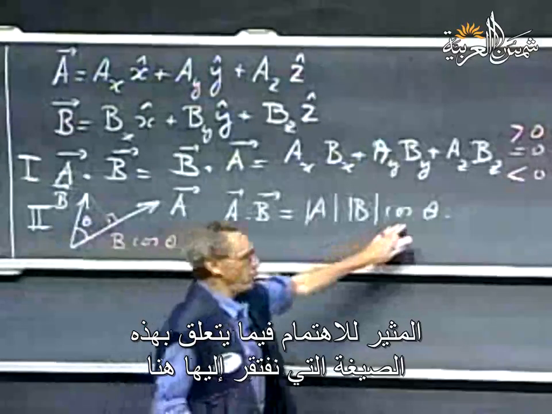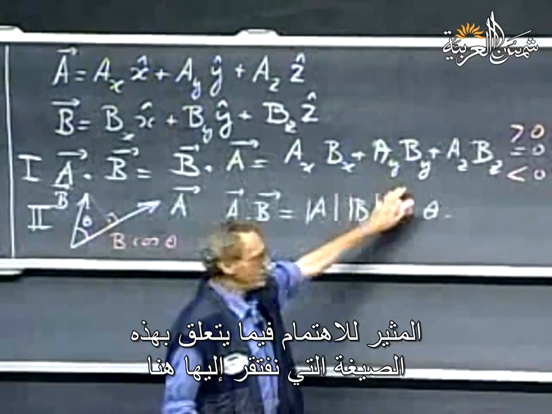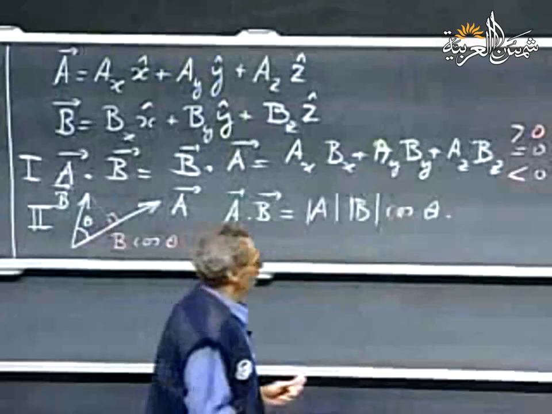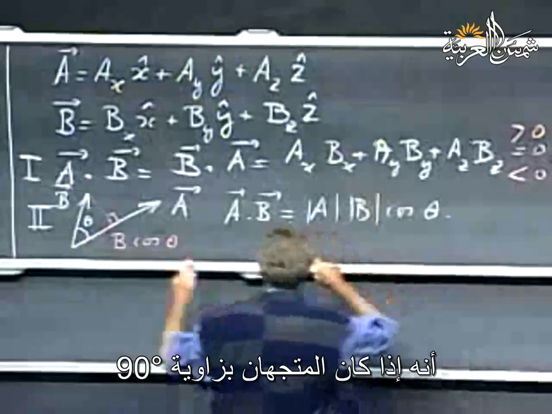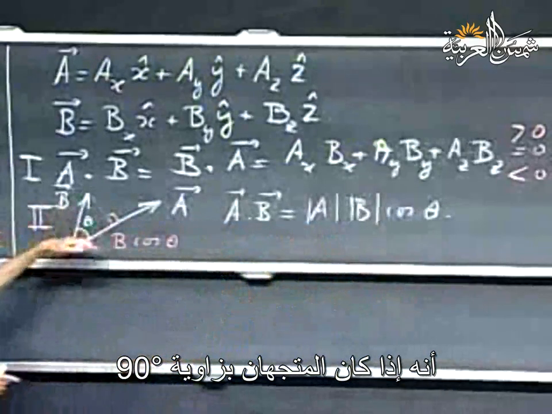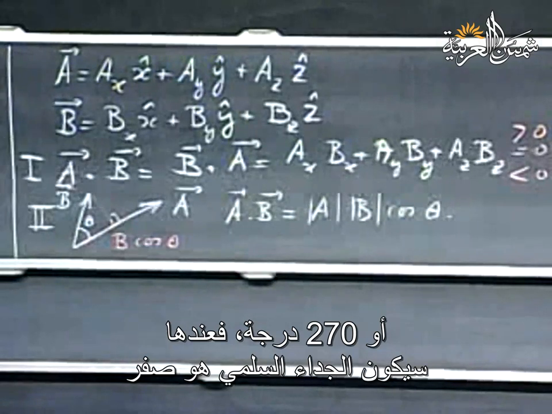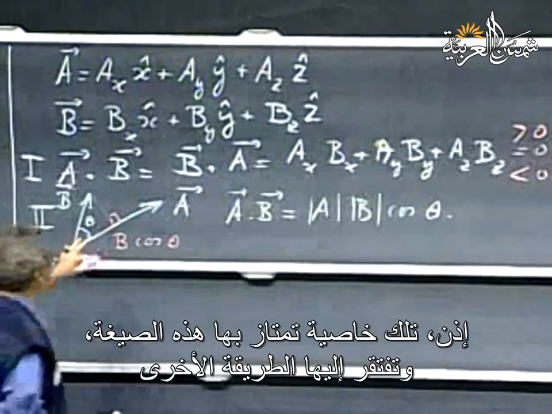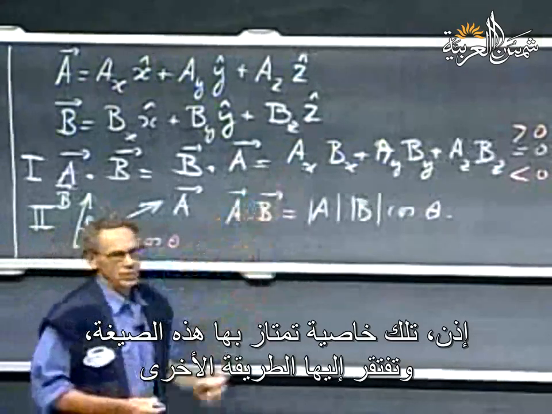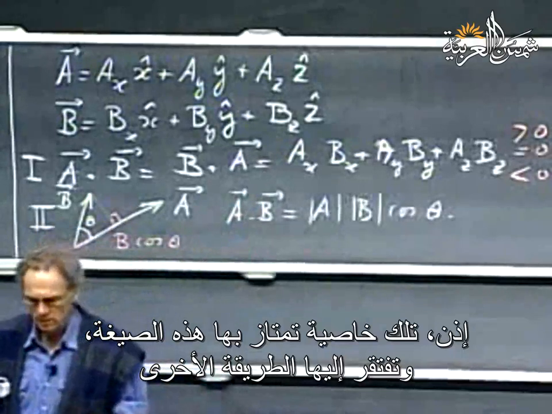What is interesting about this formulation, which this lacks, is that you can immediately see that if the two are at 90-degree angles, or 270 degrees for that matter, then the dot product is 0. So that's an insight that you get through this one, which you lack through that other method.